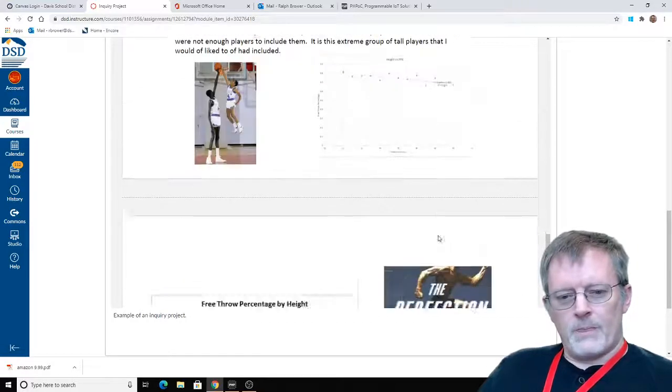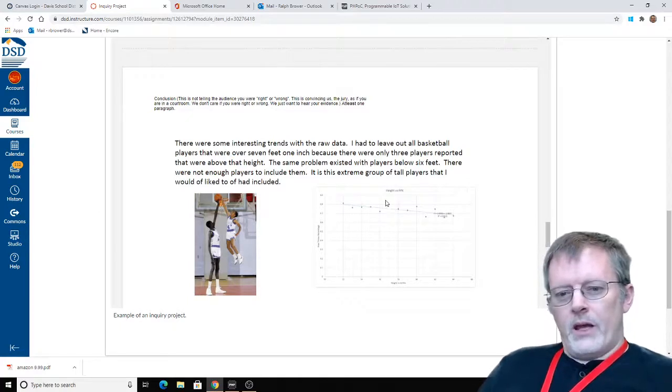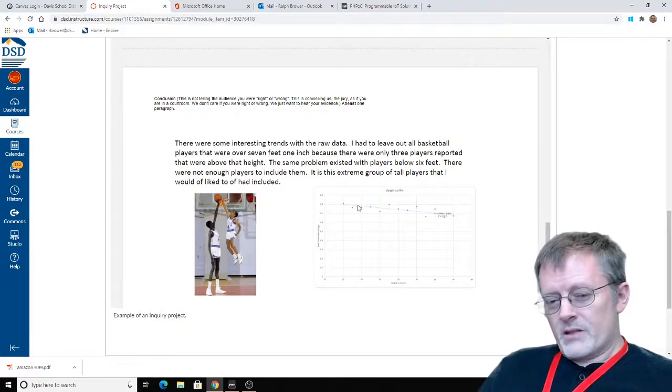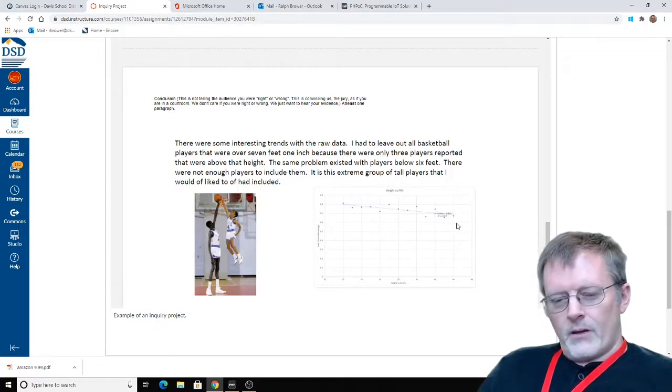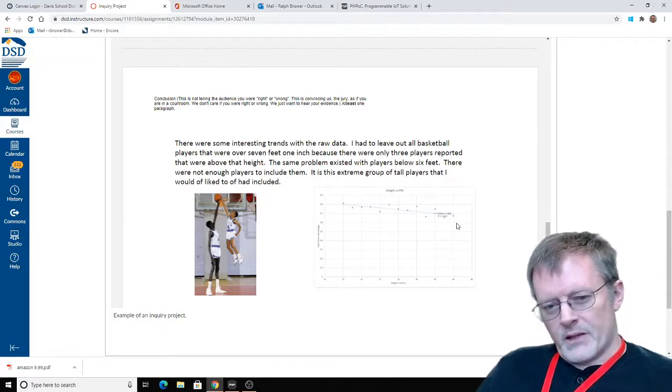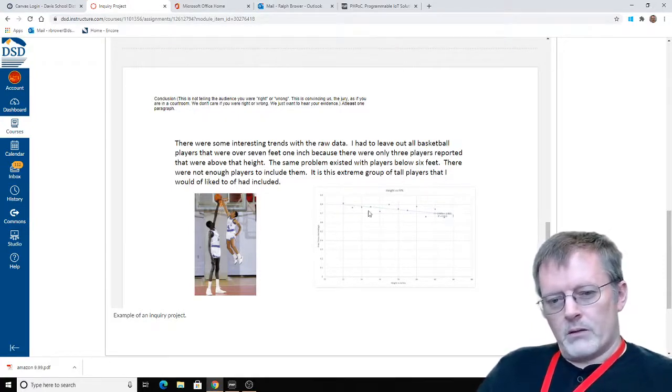Okay, so jumping back down here, a little too far. Anyway, there is a trend going down that does support my question and provides evidence for it: that yes, the taller you are, you do seem to perform a little bit more poorly at the free throw line, but not that significant, not a lot of difference there.